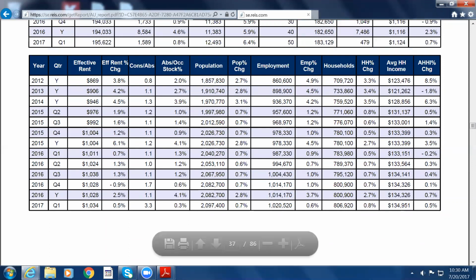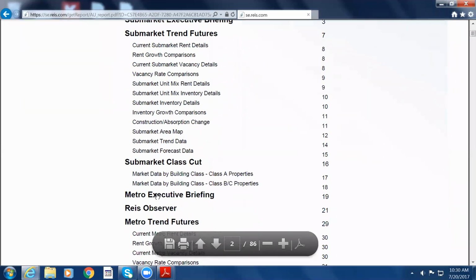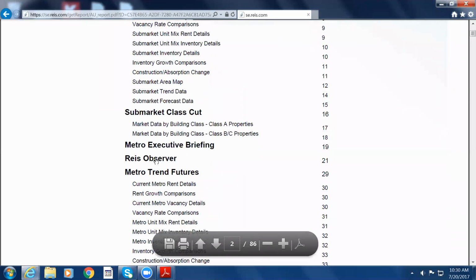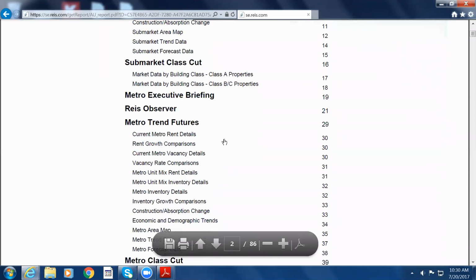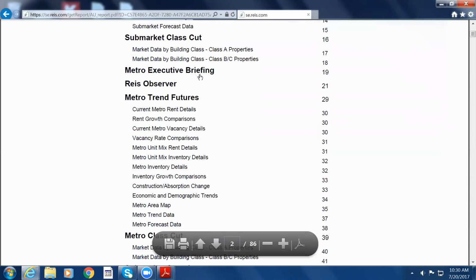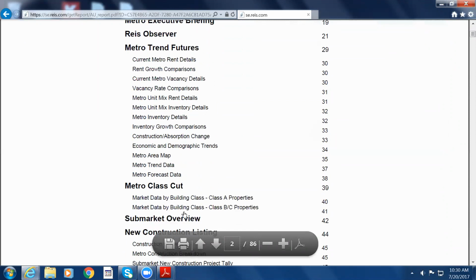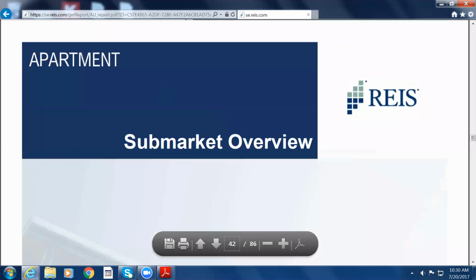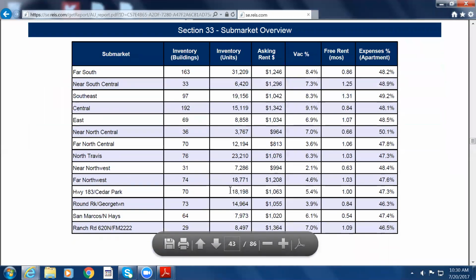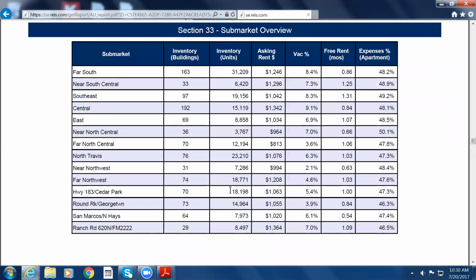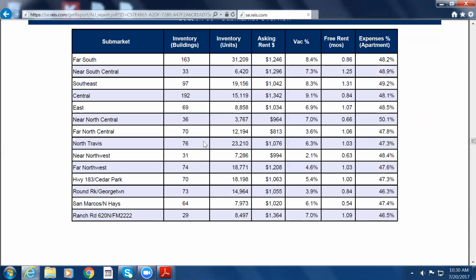All right, so that will cover our metro. Just wanted to specify here, if you wanted to pull a metro class cut, just like we did for the submarket, that is available. You also have a metro executive briefing if you're more looking at the MSA of Austin as opposed to a specific submarket. And then we also have a report called the submarket overview. Now this is going to be very helpful in a large market like Austin. I think Dallas and Fort Worth are pretty big as well in terms of a submarket breakout. But this is a nice overview where we can show, at more of a macro level, how do all the submarkets look in comparison to each other.